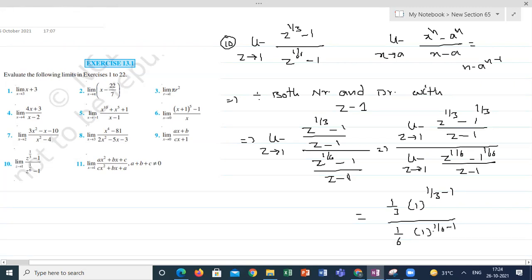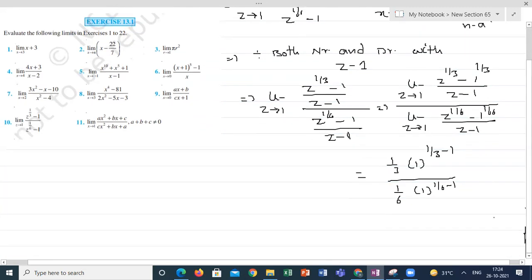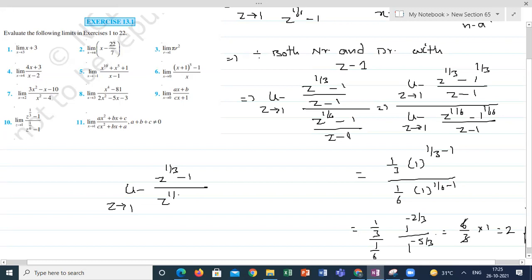So after all deductions, what is your final answer? 1 power anything makes 1. This will be 1 by 3 by 1 by 6 into 1 power minus 2 by 3 divided by 1 power minus 5 by 6, which gives 6 by 3, that is 2. So the answer to the limit z tends to 1, (z power 1 by 3 minus 1) by (z power 1 by 6 minus 1), is 2.